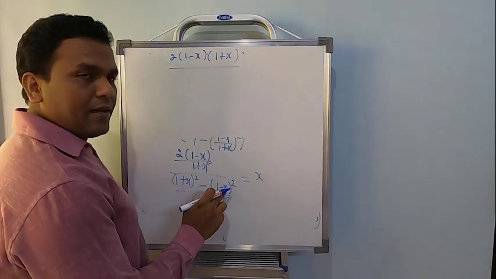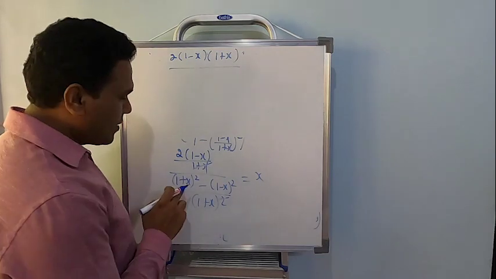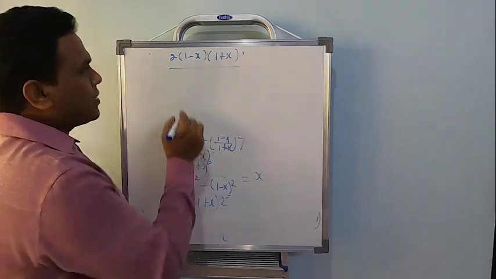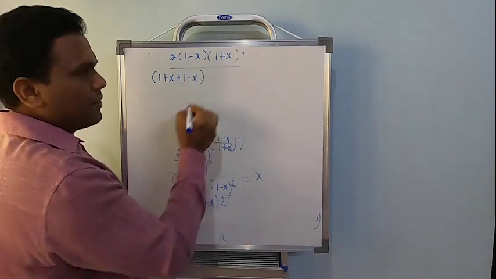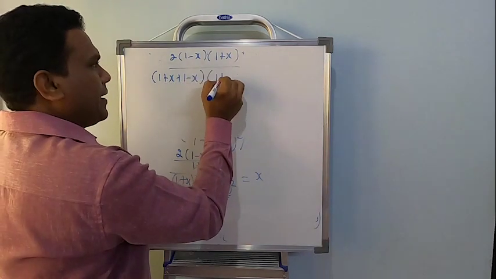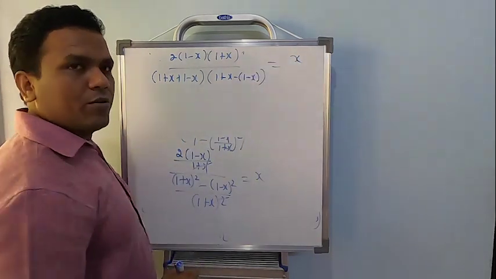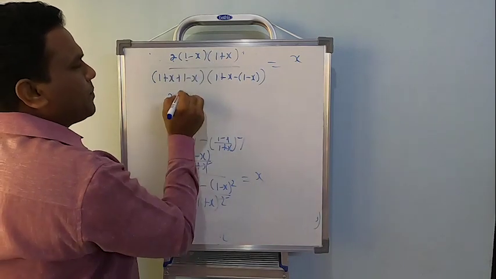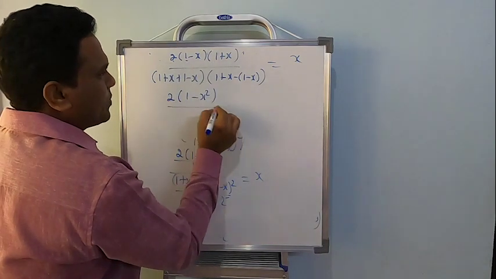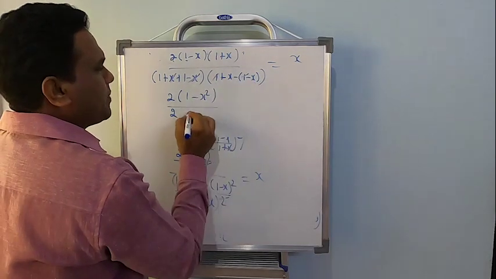Something like (a plus b) the whole square minus (a minus b) the whole square, or a square minus b square. So what is a square minus b square? It is (a plus b) multiplied by (a minus b), and that will be equal to x. So the numerator is (a minus b) into (a plus b), a square minus b square. In the denominator, I am going to get 2 here, so here minus 1.